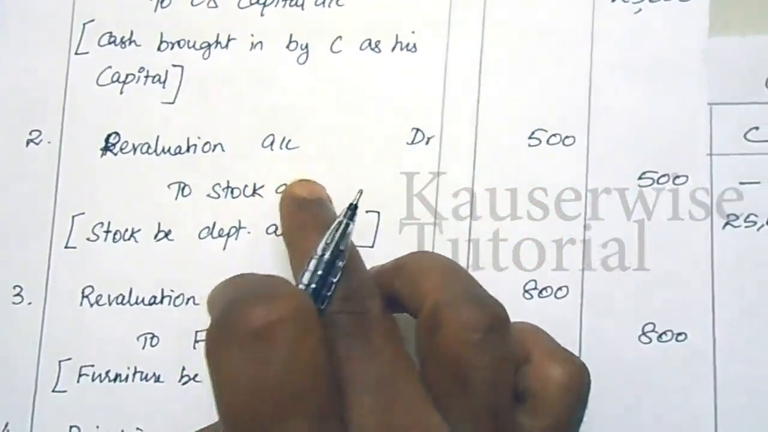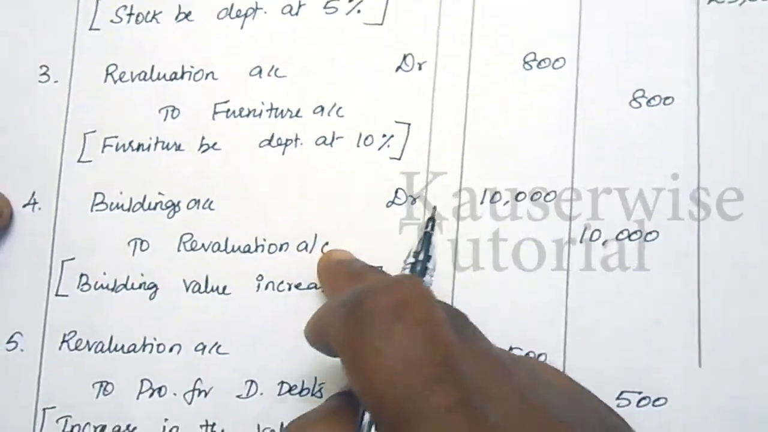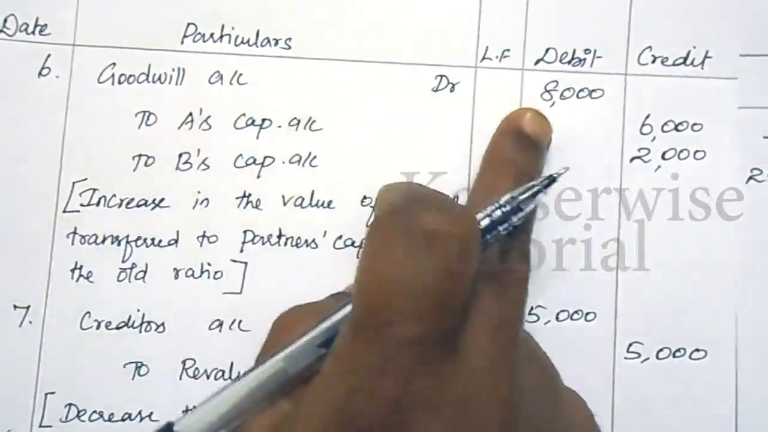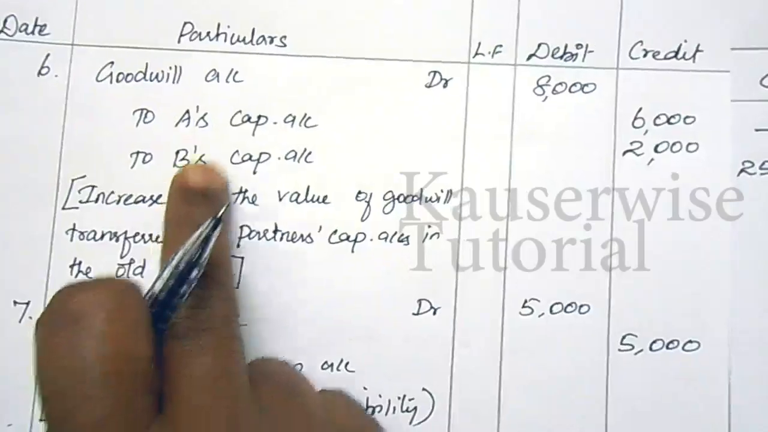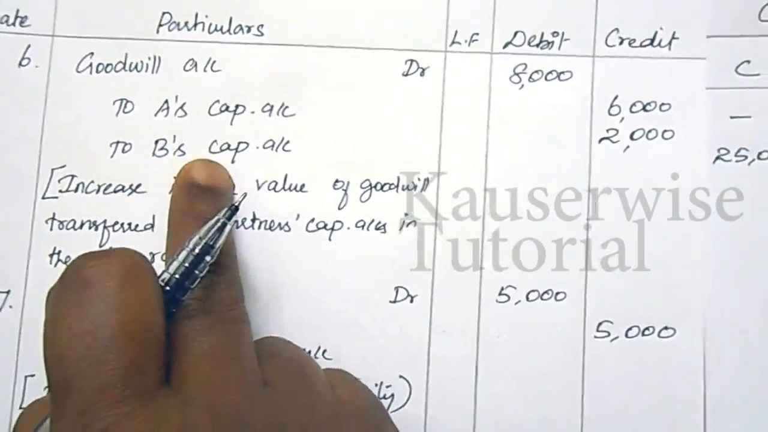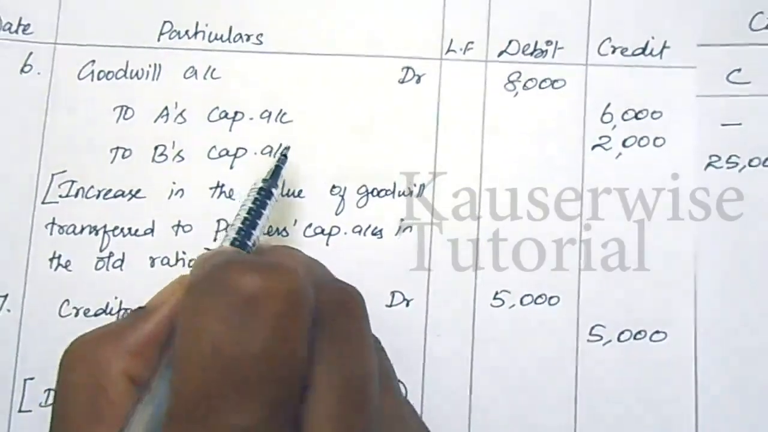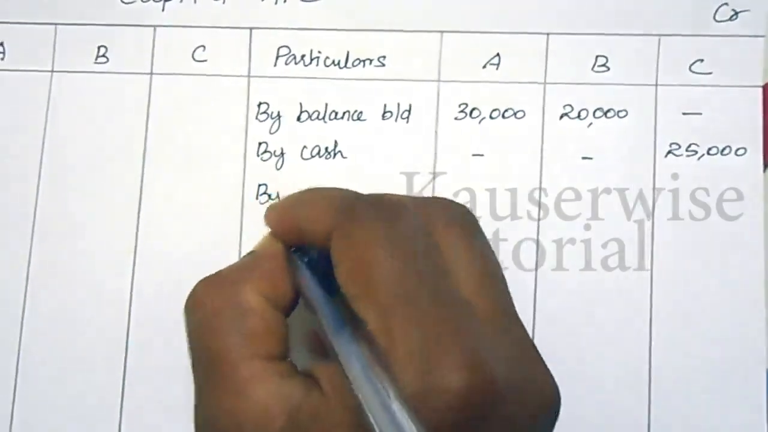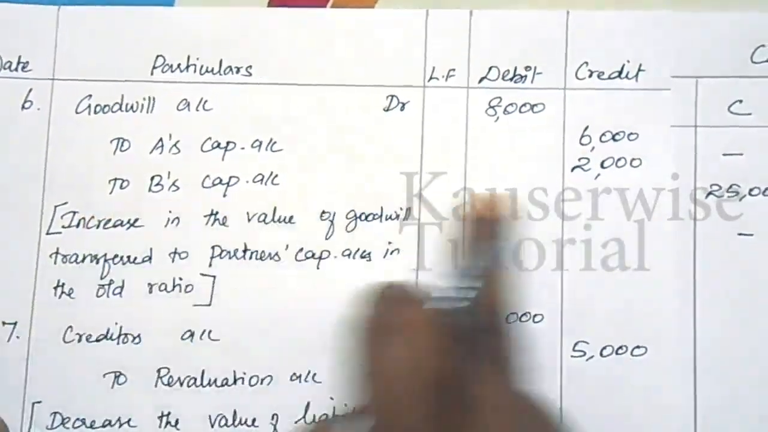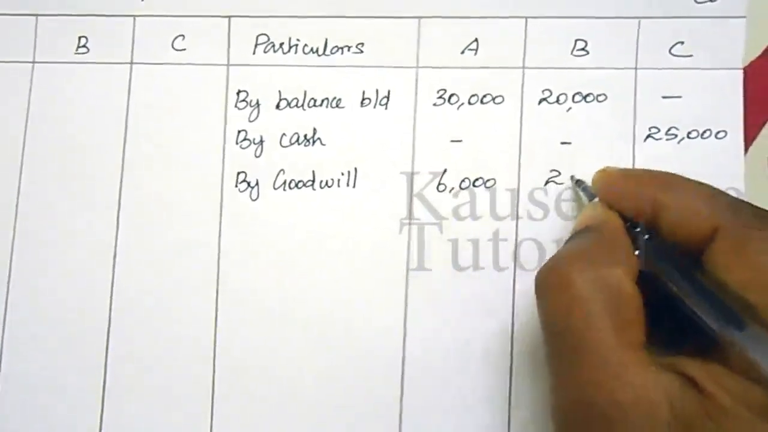See the next entry. This we have entered in the revaluation account. This is also entered in revaluation. Here also revaluation is there. Here also revaluation is there. See goodwill, that is the understated 8,000 rupees. That 8,000 is transferred to old partners capital account. So this will be recorded in the partners capital account. So enter goodwill under the capital account, credit side, by goodwill. How much? For A 6,000, for B 2,000.